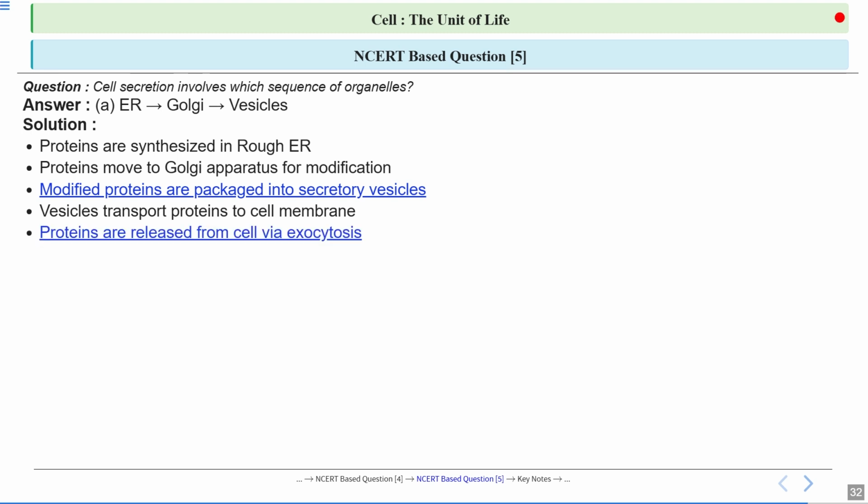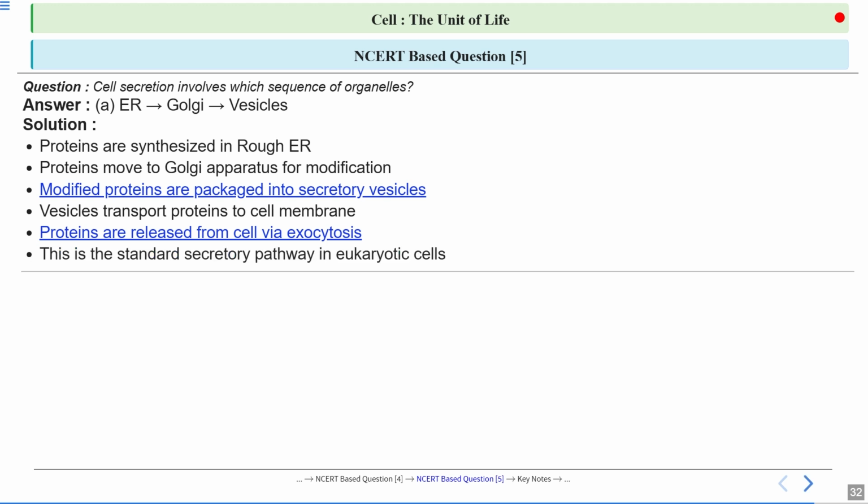Okay, proteins are released from the cell via exocytosis. This is a standard secretory pathway in the eukaryotic cell. Like, the human cell is also a eukaryotic cell.